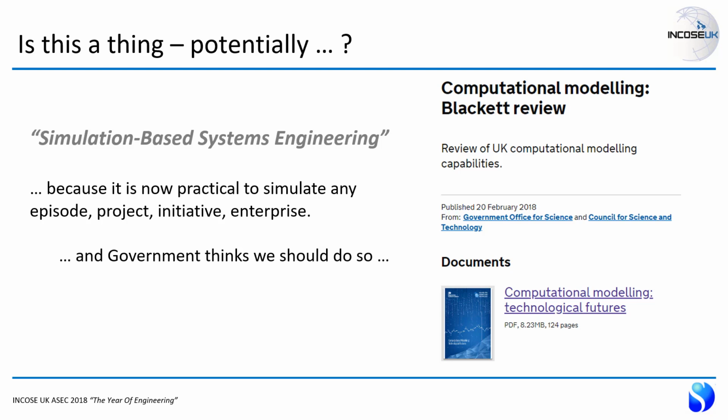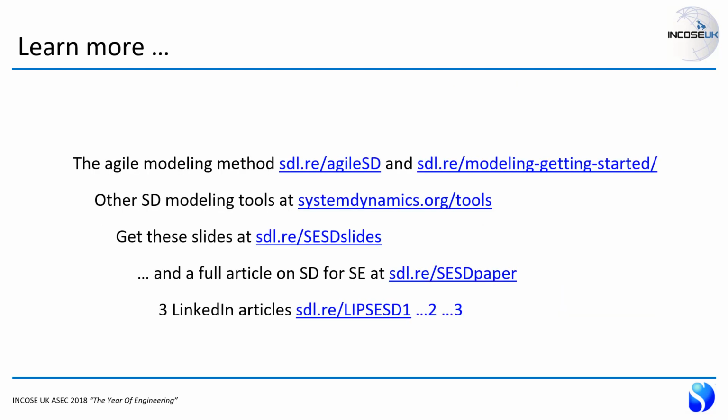And quite to my surprise, I discovered that the government thinks we should do this as well. Because there's this thing called the Blackett Review of what they call computational modelling. They talk about modern system dynamics, but they're certainly talking about simulation as being a thing we should be doing, for any significant, risky, costly thing that we're thinking of doing. So, if you'd like to know more, here are a few resources you might like to look at.